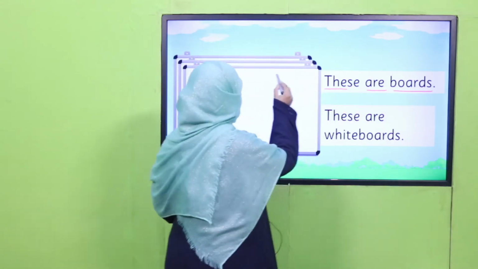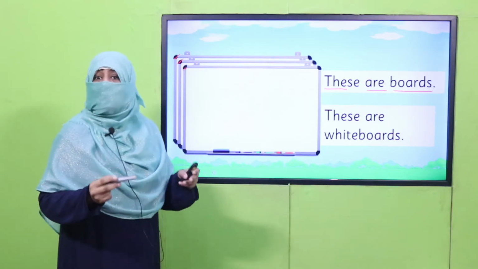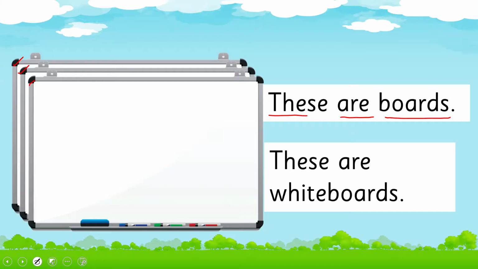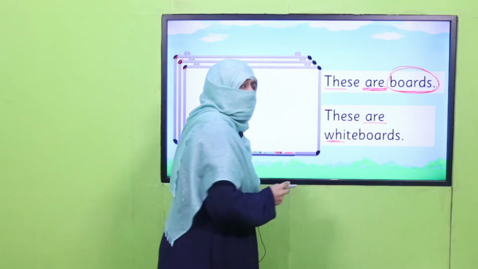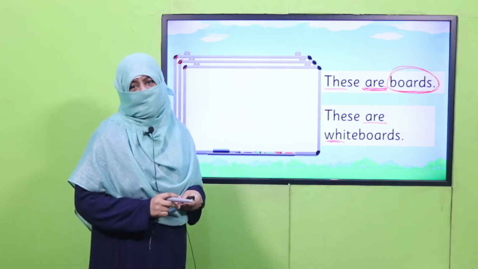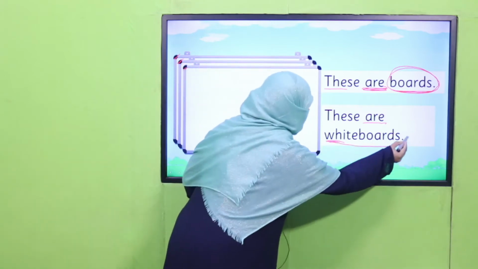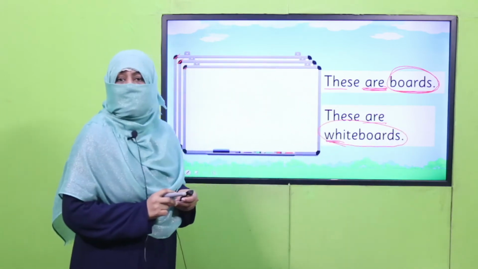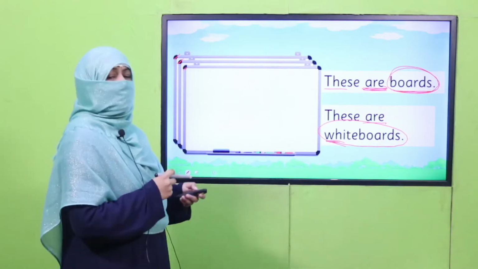Now, these are boards, with plural. If we have more than one object, more than one naming word, we cannot use a or an with plural naming words. Okay, it's are. These are boards, or these are whiteboards. Can we say these are a board? No, it sounds funny. That's wrong. That's why with plural naming words we don't use the article a or an. Are you clear till here? We are going to learn further. Don't worry.